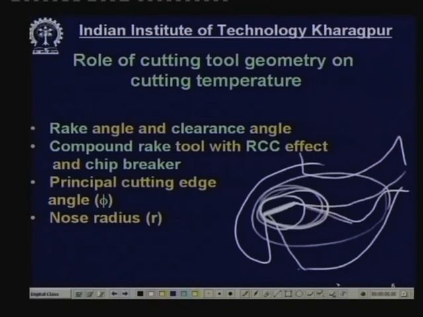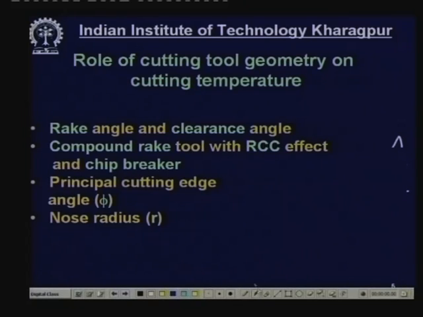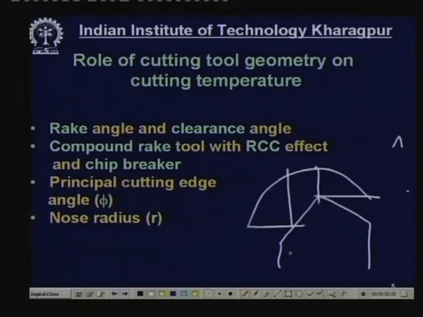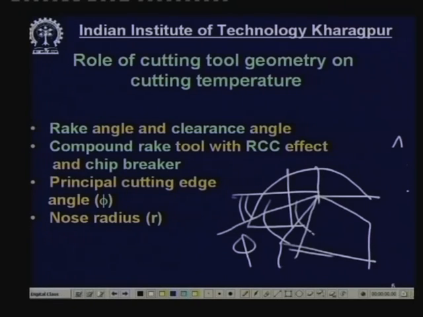Now, the principal cutting edge. What is the principal cutting edge? This is the principal cutting edge. You remember that this is the turning process, and this angle is the principal cutting edge angle. Now, if this principal cutting edge angle is less, say like this much, then the temperature will be less, and if it is large, then the temperature will be large.